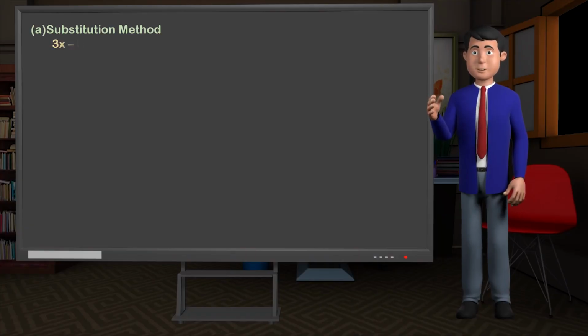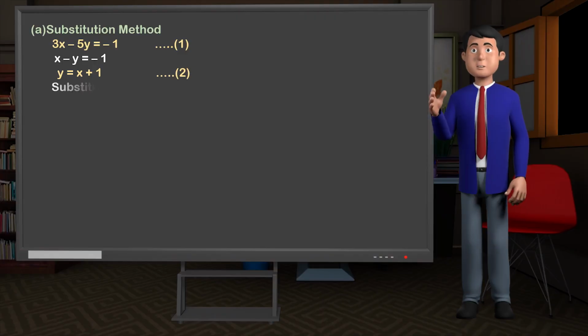3x minus 5y is equal to minus 1. Consider this as equation 1. x minus y is equal to minus 1. By rearranging the above equation, we get y is equal to x plus 1. Consider this as equation 2. Substitute the y value from equation 2 in equation 1.